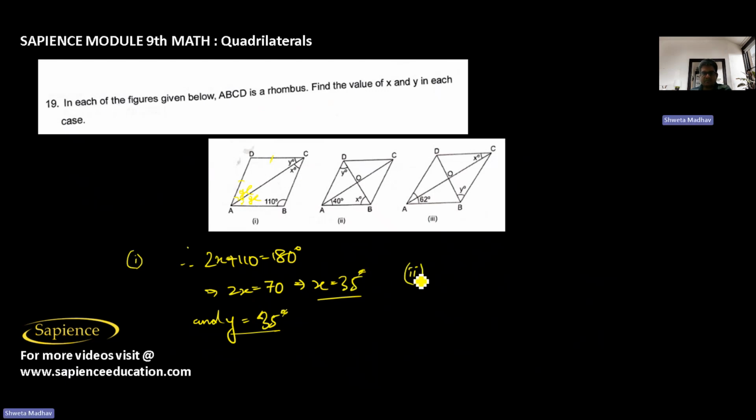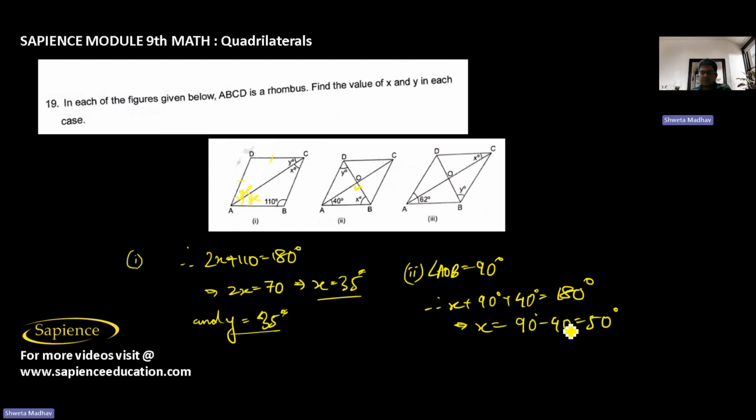In the second part, it is told to find x and y. Here this is 40. And we know that the diagonals bisect at right angles, so this is a right angle. Angle AOB is 90 degrees. Therefore x plus 90 plus 40 degrees is equal to 180 degrees. So x will be equal to 90 minus 40, that is equal to 50 degrees. X is 50.